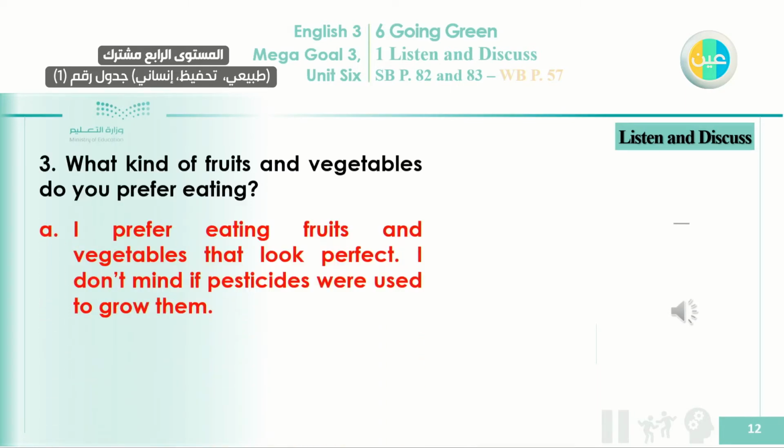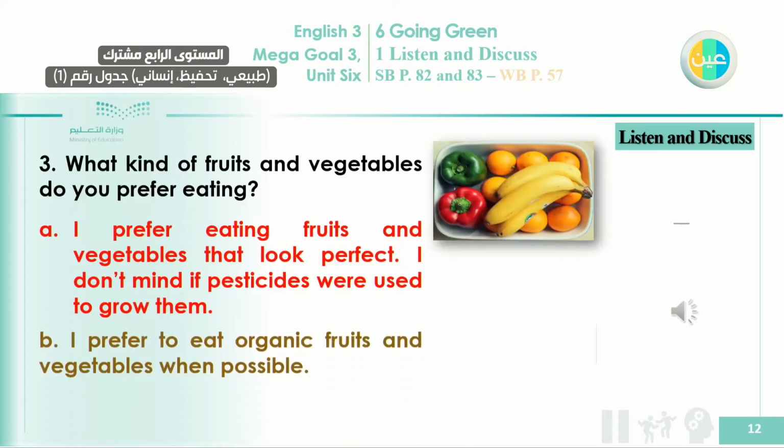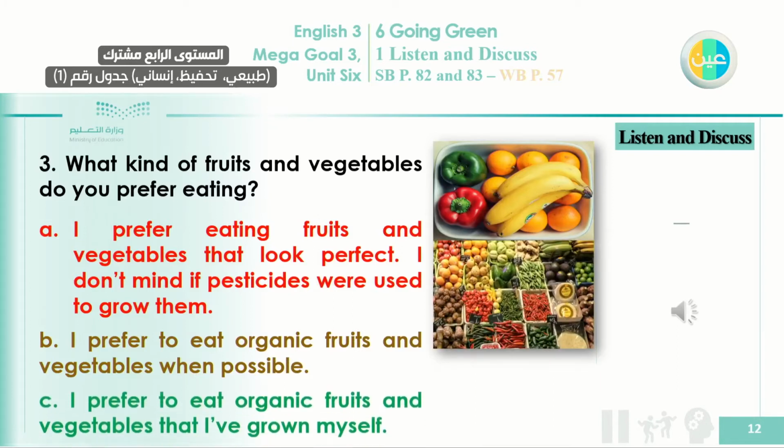3. What kind of fruits and vegetables do you prefer eating? A. I prefer eating fruits and vegetables that look perfect. I don't mind if pesticides were used to grow them. B. I prefer to eat organic fruits and vegetables when possible. C. I prefer to eat organic fruits and vegetables that I have grown myself.